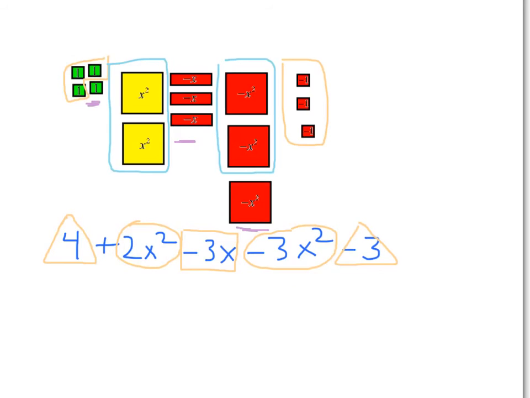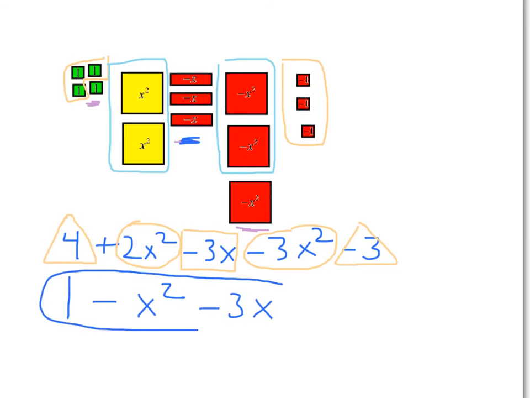So the 4 and the negative 3, as we said above, make positive 1, and the 2x squared and the negative 3x squared, there's one more negative x squared, that's that one right there, so that's minus x squared. And then I have these 3, I forgot about these 3 negative x's, that's reflecting that one right there. So that's reflecting this standalone negative 3x. It didn't have any other like terms, so I just have to bring that along, so minus 3x. So that's what that simplifies to.